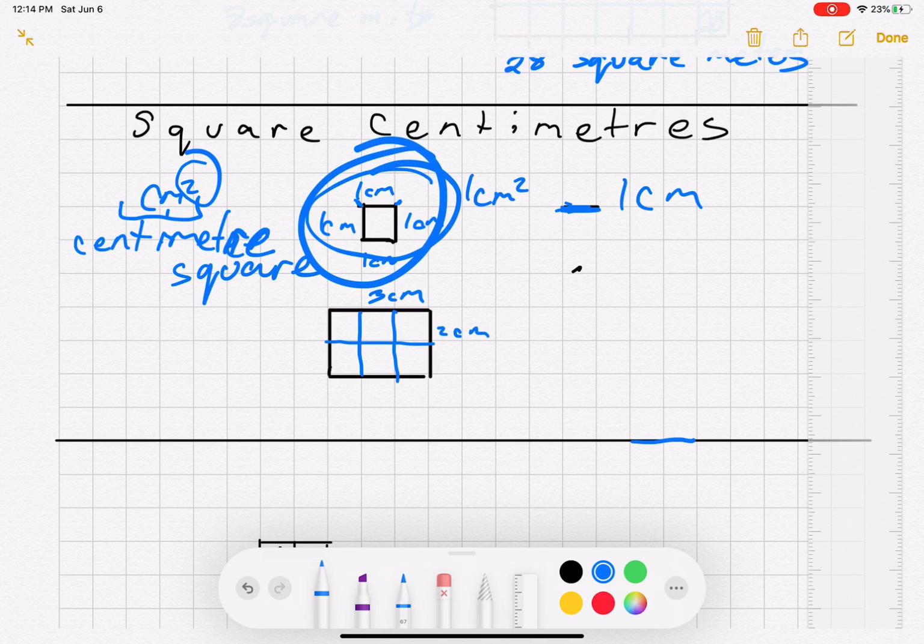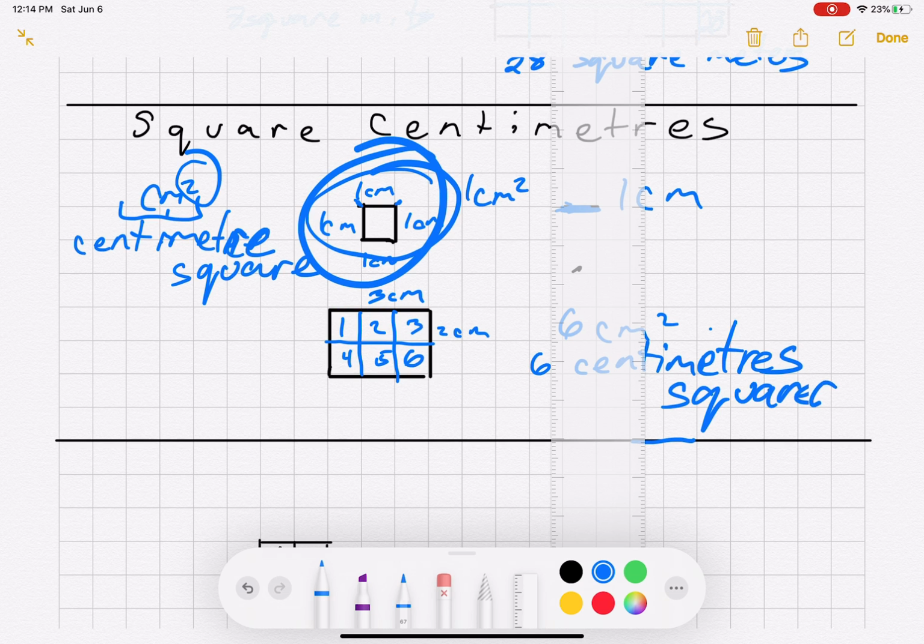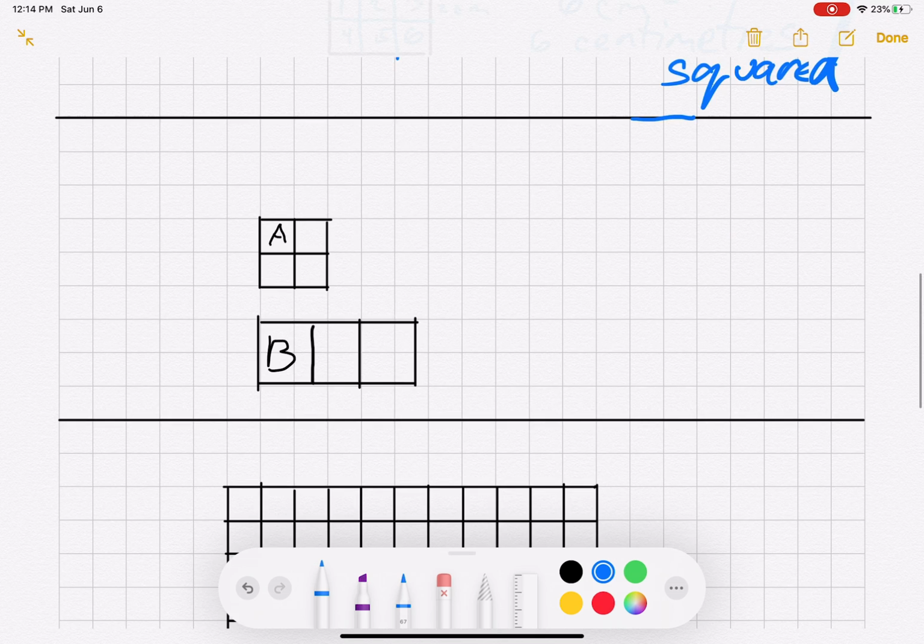And if I count my little squares, I have 1, 2, 3, 4, 5, 6. So I have 6 centimeters squared, or I could write it out, 6 centimeters squared. Okay, now moving down.